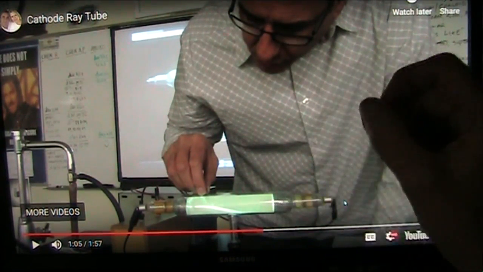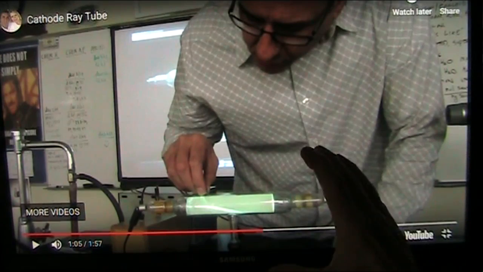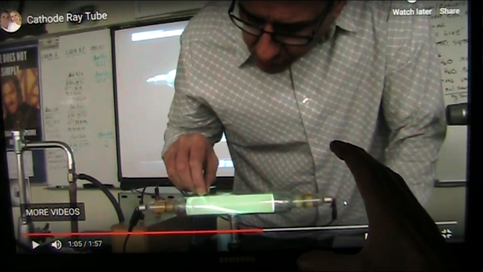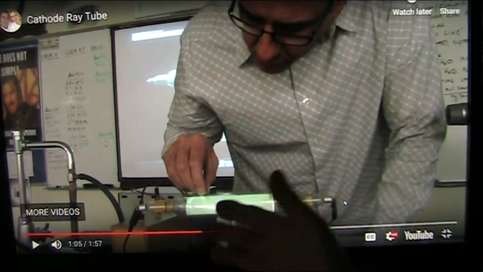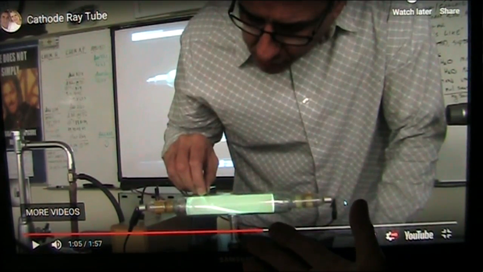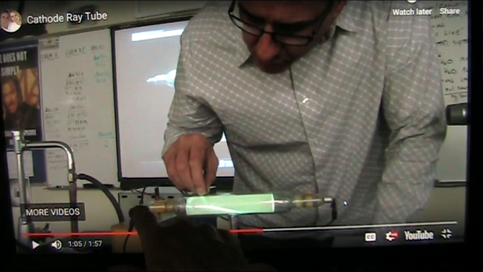Now, with this basic, simple setup, we can see that these electrons are being influenced by magnetic fields. And you have to have high voltage to get through there.